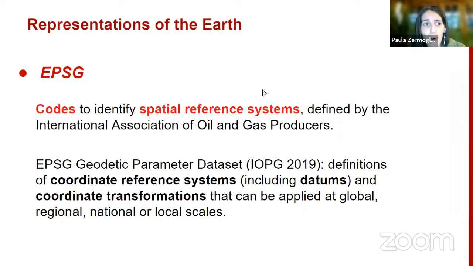As I was mentioning before, there are some codes that define special reference systems. They are called EPSG. And these EPSG codes uniquely identify the coordinate reference systems, including their datums. And we can always transform between coordinate reference systems.